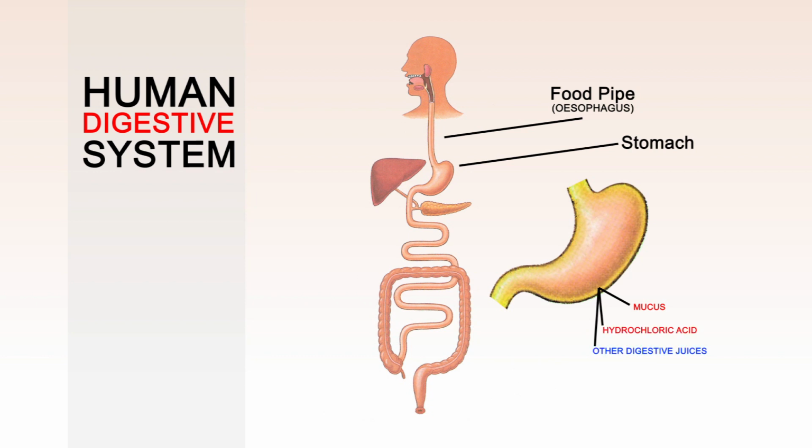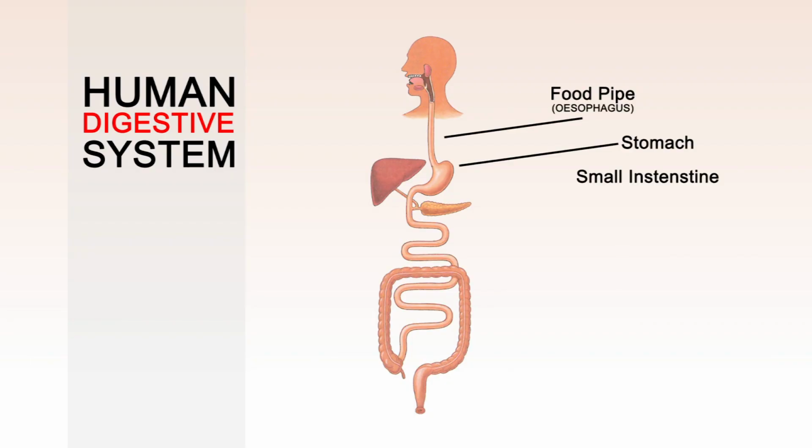Mucus protects the lining of the stomach from hydrochloric acid, whereas hydrochloric acid kills the bacteria that may have crept along with our food. The acidic environment provides optimum conditions for the digestive juices to break protein into simpler substances such as amino acids. Now, food reaches the small intestine.